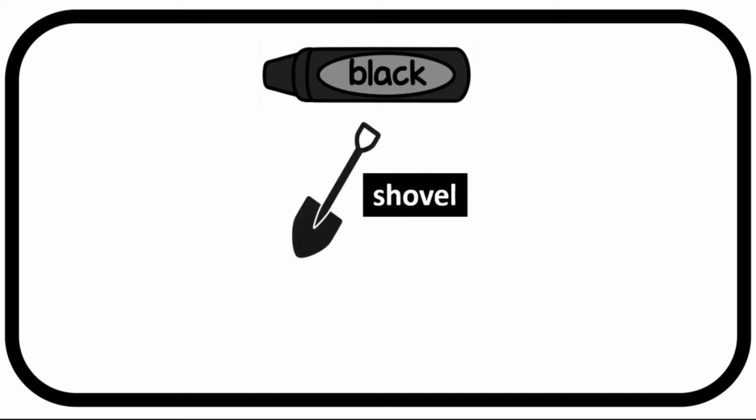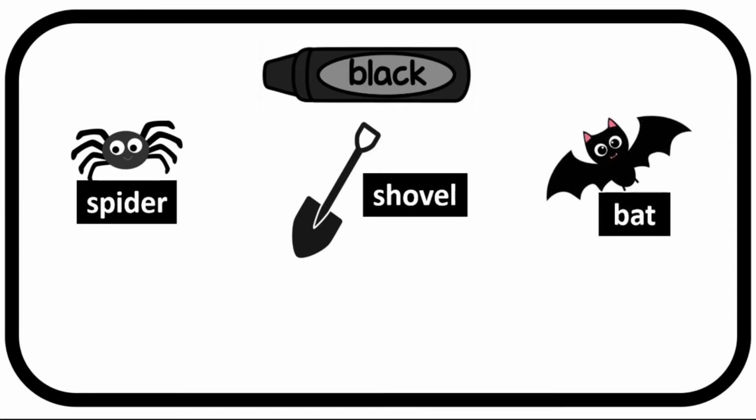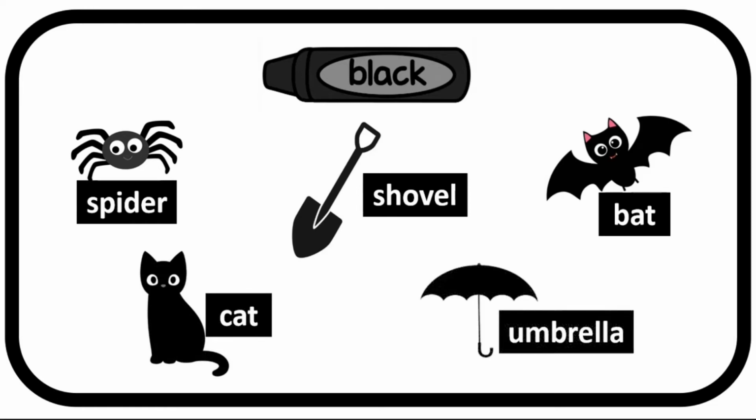Now we have color black. Let's see some examples of color black. Black shovel. Black spider. Black bat. Black cat. And black umbrella. This is the color black.